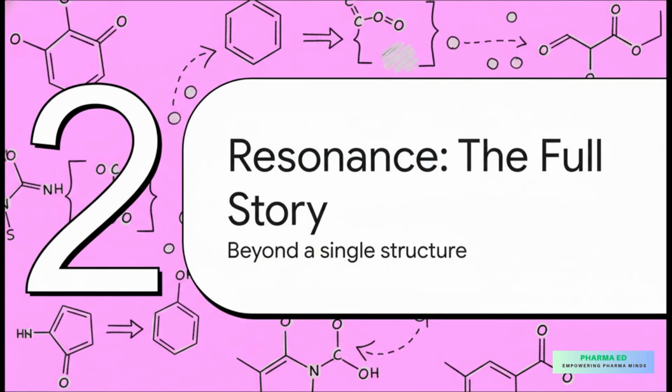Okay, now let's build on that. Sometimes, you just can't draw a molecule in one single way that tells the whole story. This happens when the electrons aren't stuck between just two atoms. They're actually spread out over several atoms. And for that, we need to understand a concept called resonance.